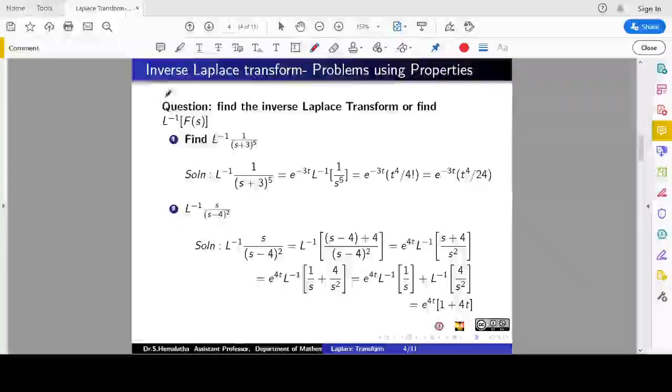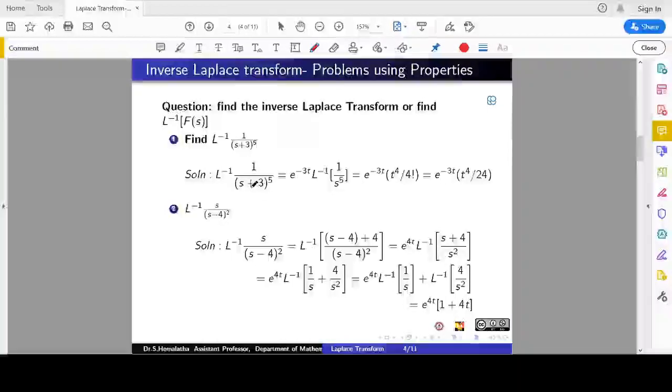Okay, we'll go ahead with the application of properties in inverse. Suppose you have a problem, find L inverse of 1 by (s plus 3) whole power 5. See, I don't have any such formula. I have only the 1 by s power n formula for inverse. So I need to remove this plus 3 parameter term and change s plus 3 as s. So here comes the application of shifting in inverse Laplace.